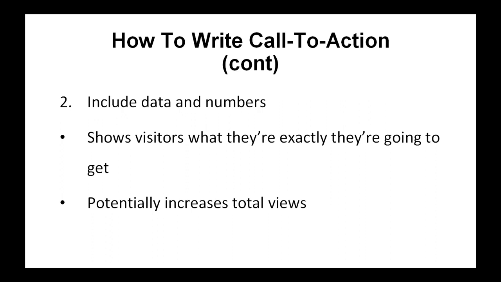This technique has proven to be successful not only for call to action copy, but also for blog post titles, press release headlines, and email subject lines. Furthermore, adding in digits in your sales copy can potentially increase total views. So what kind of data or numbers should you include in your call to action copy? You can mention a specific discount, or list the numerical impact or benefit of a product or service you're providing.